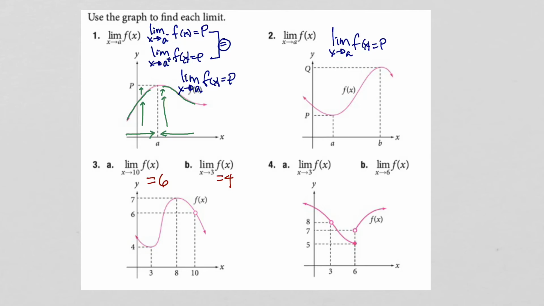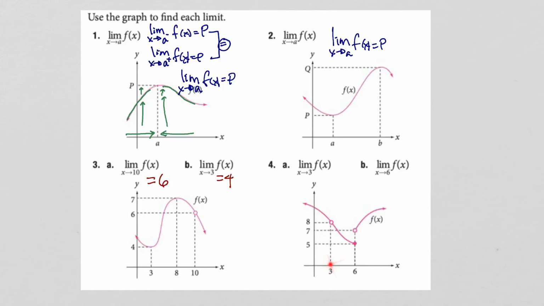In problem number 4, in part A, we want the limit as we're approaching 3. So let's locate 3 down here. Now, as we approach 3 from both sides, imagine yourself on the curve. From the left side, you're traveling along the curve, descending toward what number? Looks like 8. And then as you approach from the right side, you're traveling along the curve, ascending toward what number? It looks like 8.